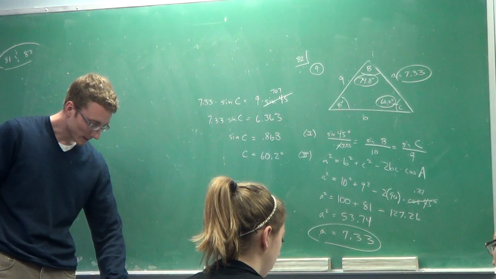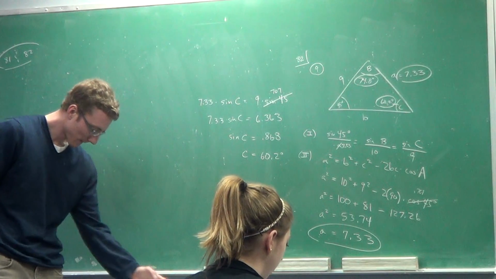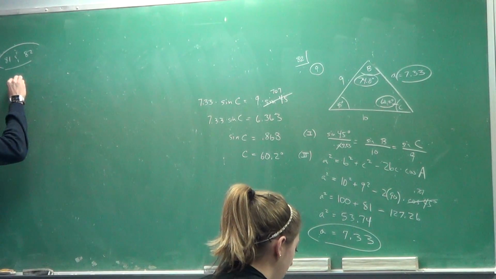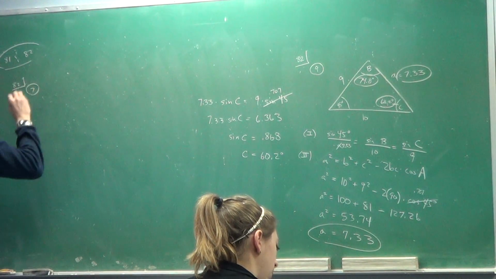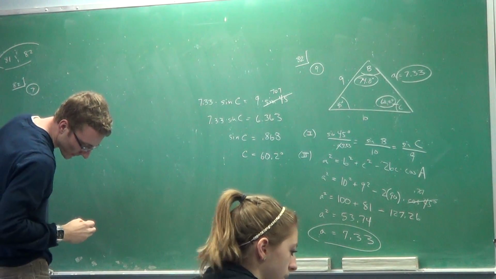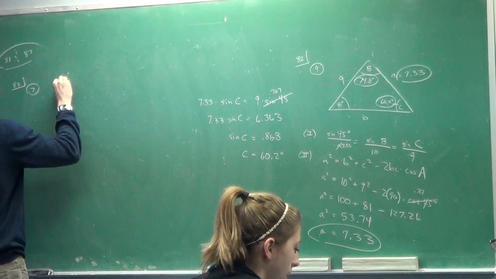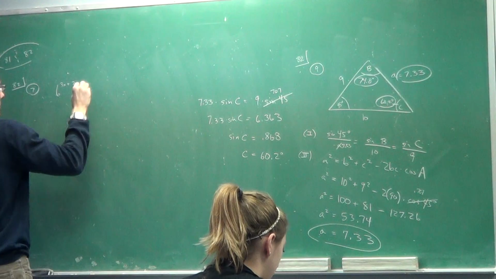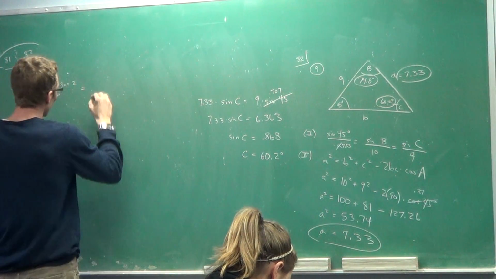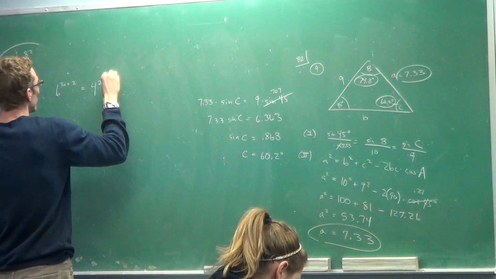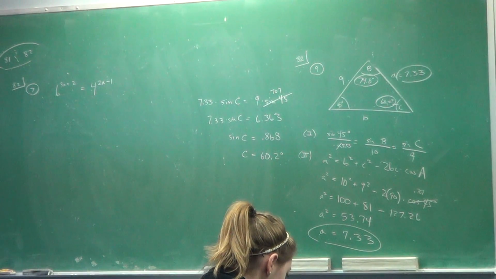Section 8.2, number 7. Yes, I got 30, but the answer, I think I got 1.91. So I'm pretty sure. So we have 6 to the 3x plus 2 power equals 4 to the 2x minus 1 power.